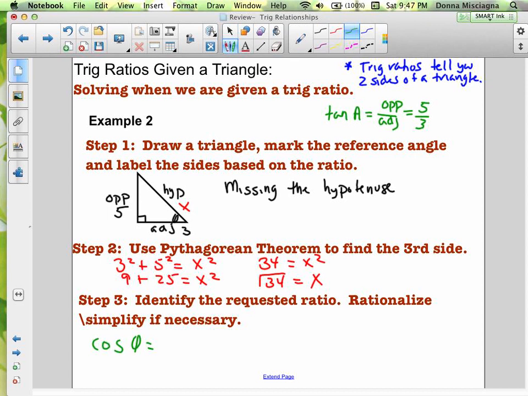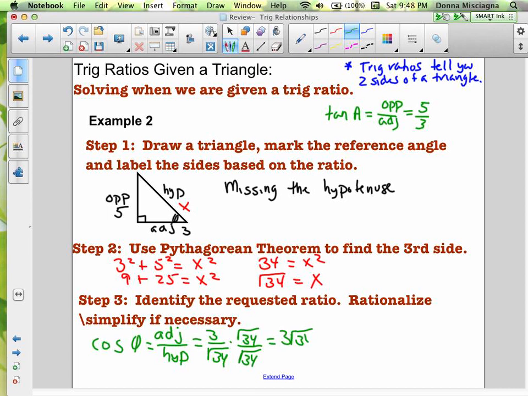Right? So we want to find the cosine ratio. Remember, cosine is adjacent over hypotenuse, and we will rationalize if necessary. We won't have to reduce, but we will have to rationalize. So our cosine ratio, the adjacent is 3. The hypotenuse is the square root of 34. So that means we're going to multiply numerator and denominator by the square root of 34, and it's as simply as 3 square roots of 34 divided by 34.